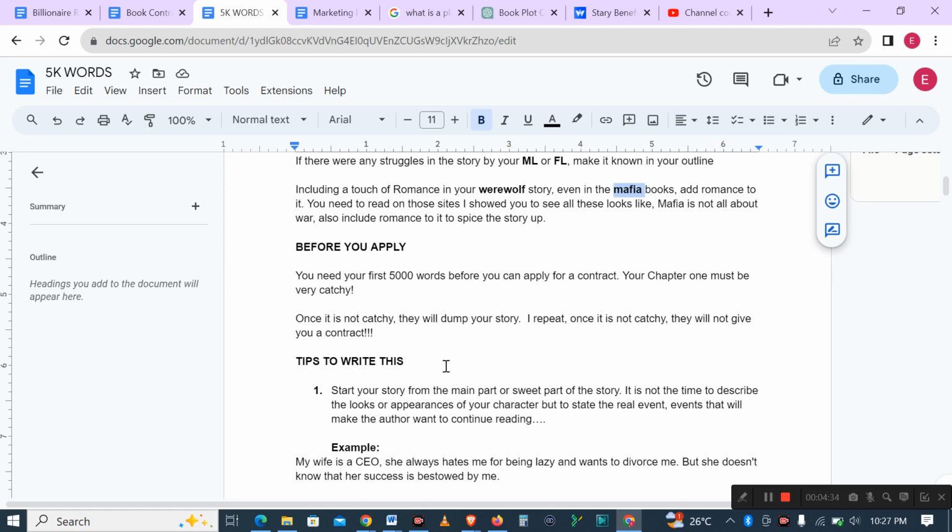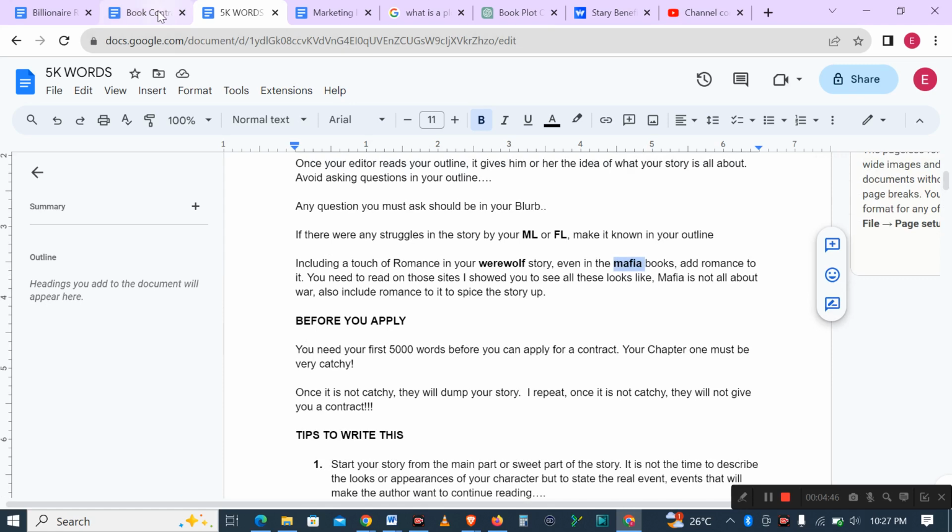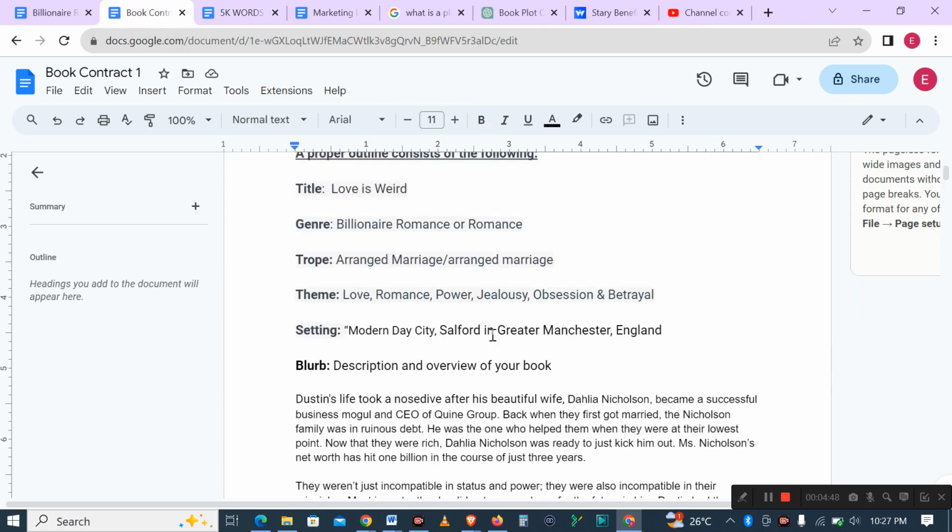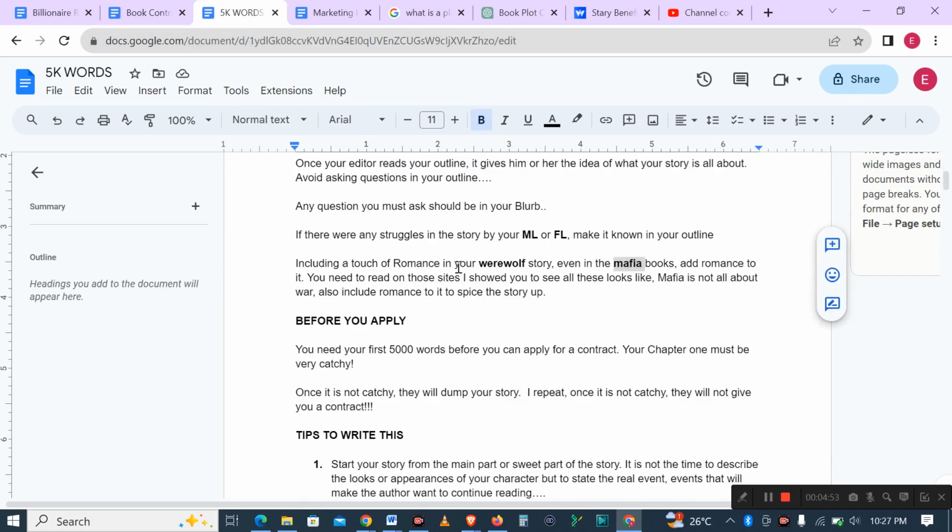That is the truth. Once your chapter 1 is boring, they already dump it. They don't want to know what is in the subsequent chapters. So please, it is very, very important. While you're applying for this contract, make sure that when you have used this outline to develop your story and you're now writing a book, your first chapter is catchy.